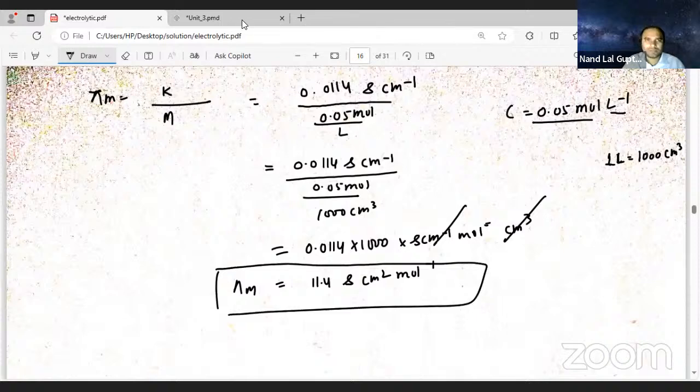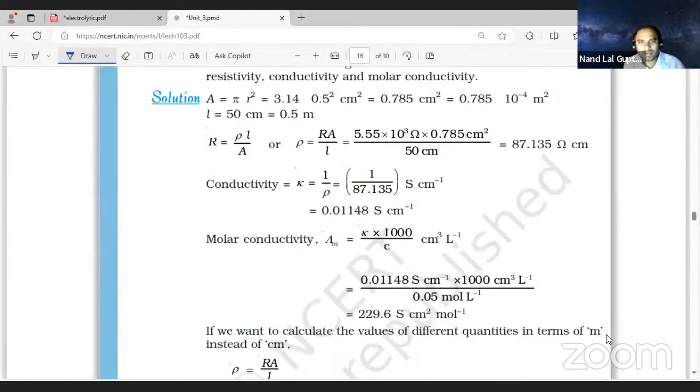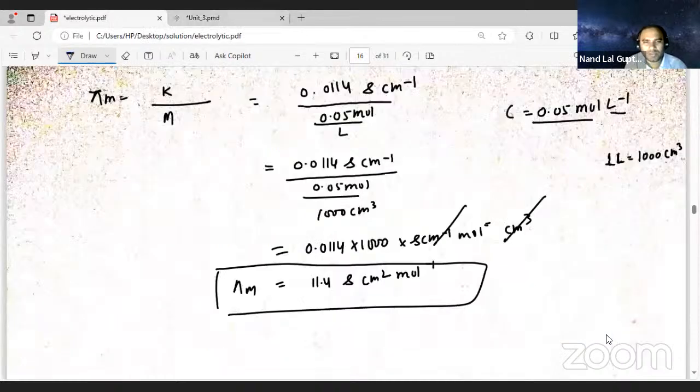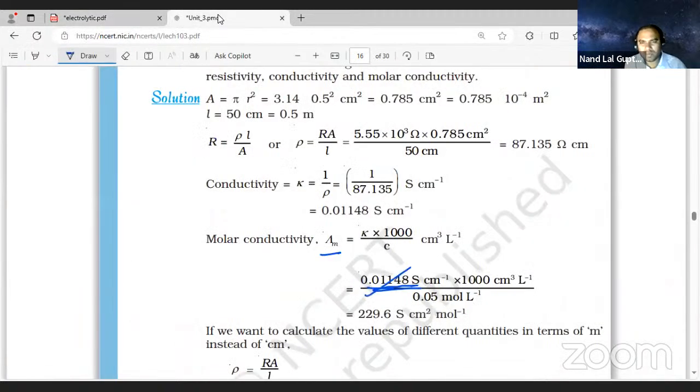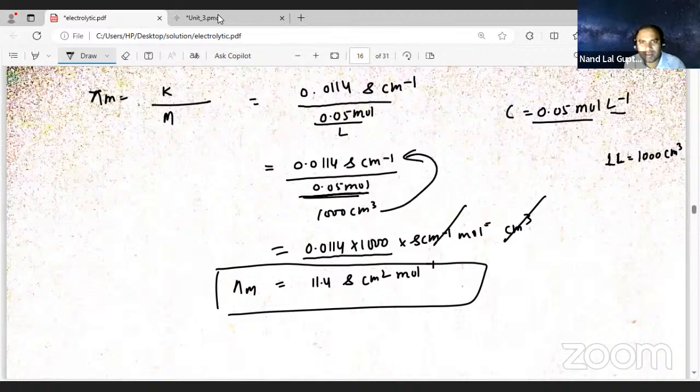Are you getting this? Let me check the answer, please, in case anything is missed. This is a little bit different. What is the problem here? The K value we have kept is 0.0114, this is correct. Divided by 0.05. How much did we divide? Acha, this value we left out. We have to divide this also. Here 0.05 is there already, but here also we have to divide by 0.05. Are you getting this one?